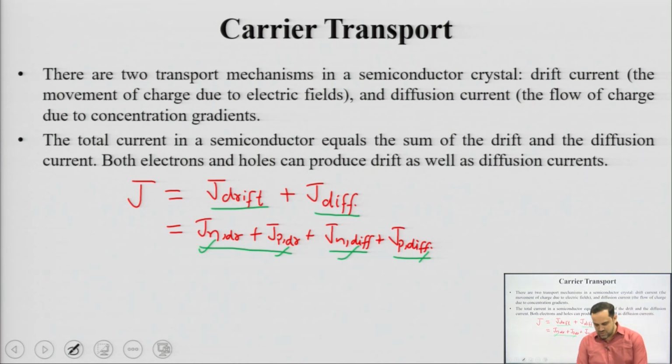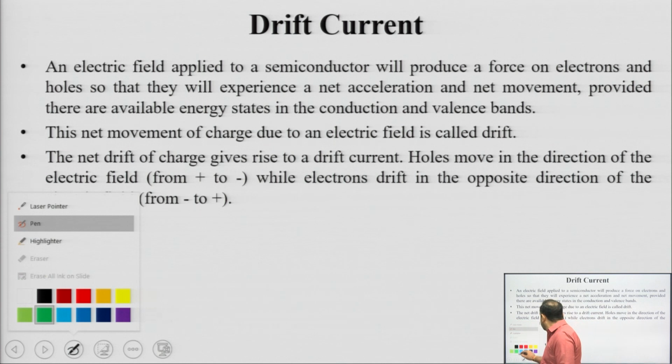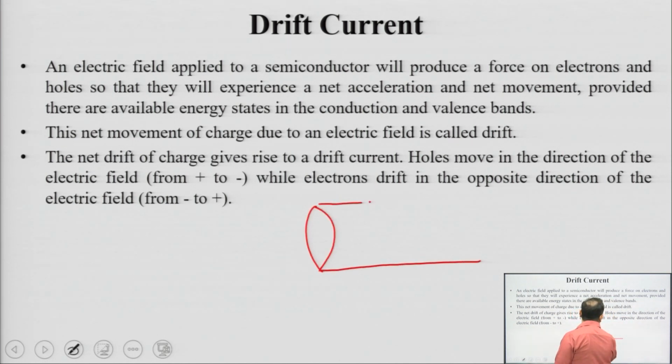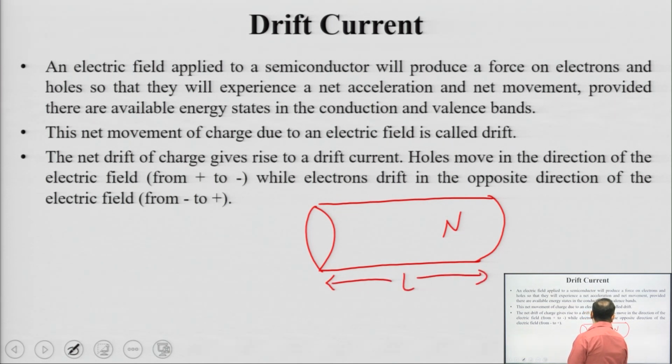So, this is the start for our carrier transport topic. Let us discuss drift current in detail. As I have said, drift current only occurs whenever there is an electric field present. Suppose you have a semiconducting material, a large piece of semiconductor, with some n number of charge carriers, it has a certain length L, and you apply a voltage across it.